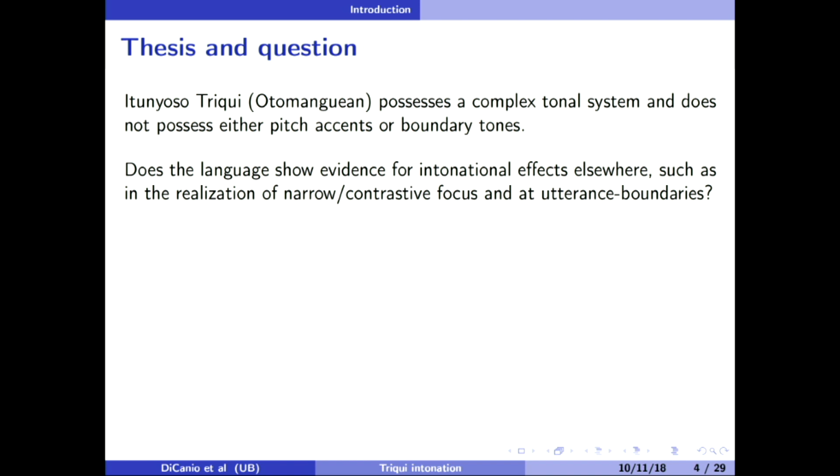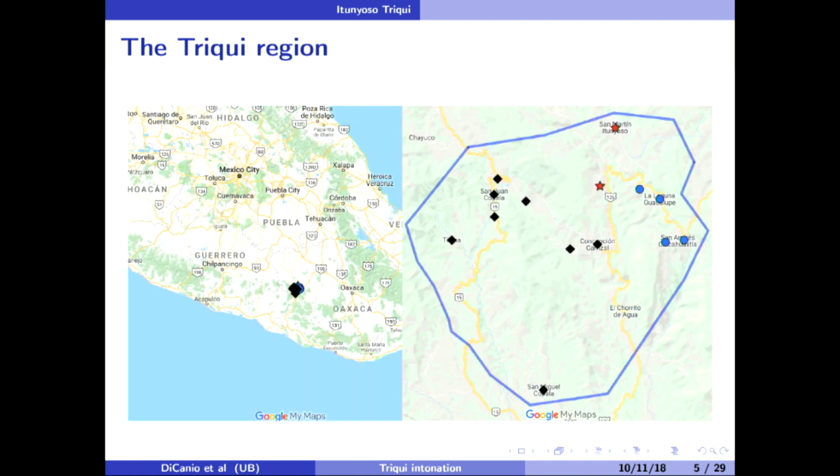So what I'll be talking about today, I'm not going to be talking too much about the background literature because there's a lot of data. And I'll be talking about a language I've worked on for about 15 years, Itunyoso Triqui. It possesses a complex tonal system. There are no pitch accents or boundary tones. And so then, does the language show evidence for intonational effects elsewhere, such as in the realization of different focus types, or at things like utterance boundaries? Is there some sort of prosodic boundary effects that show intonation?